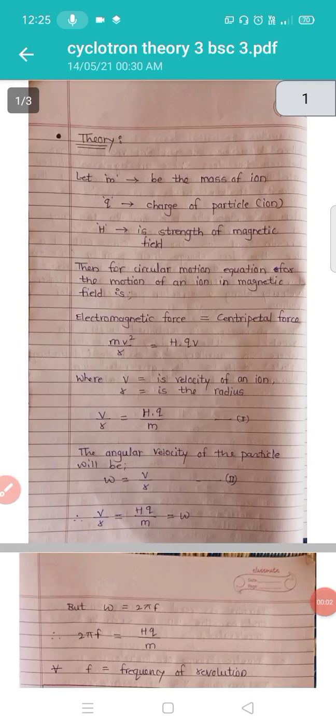Hello everyone. In the last class we studied the principle, construction and working of the cyclotron. In this class we are going to study the theory of the cyclotron.